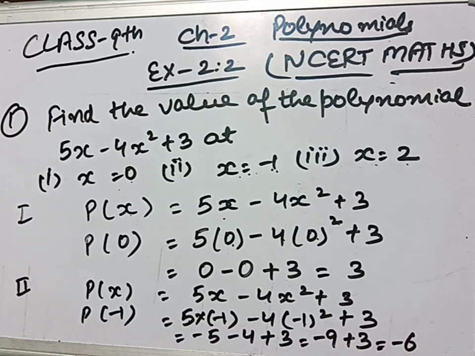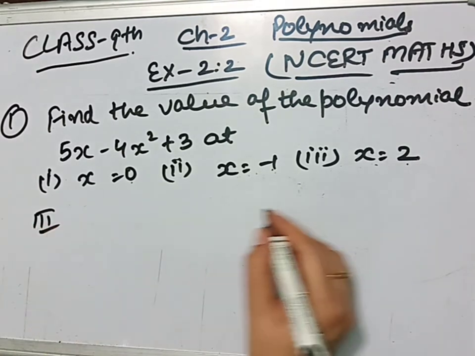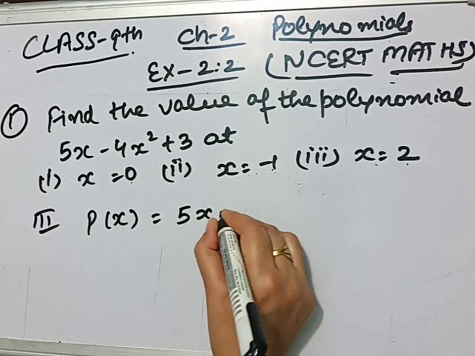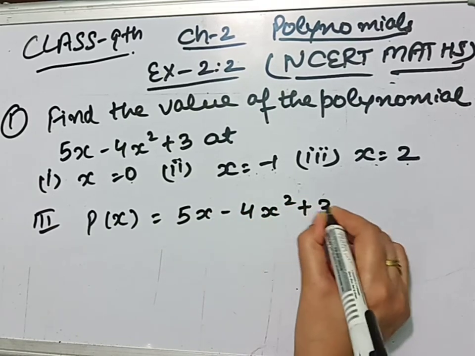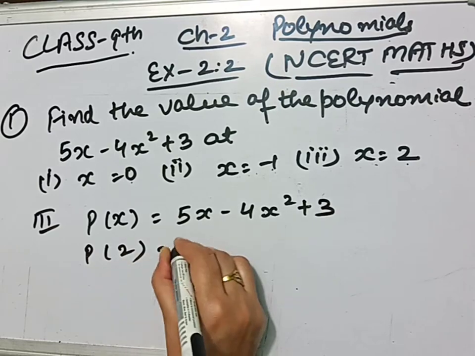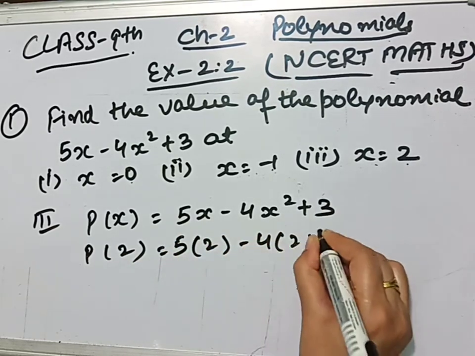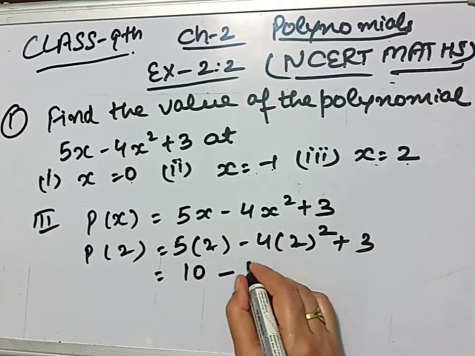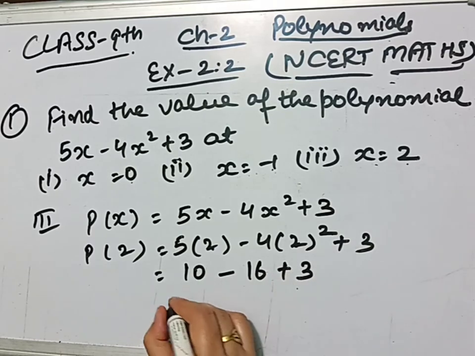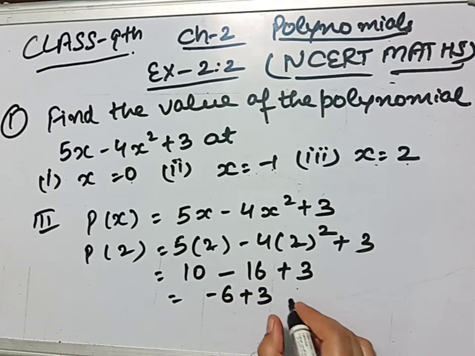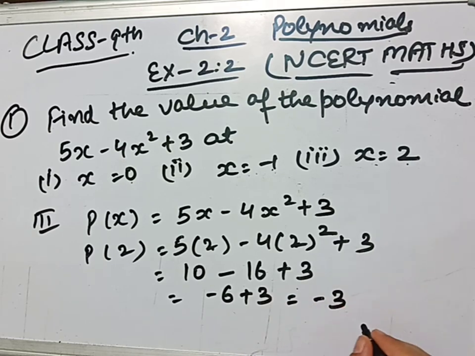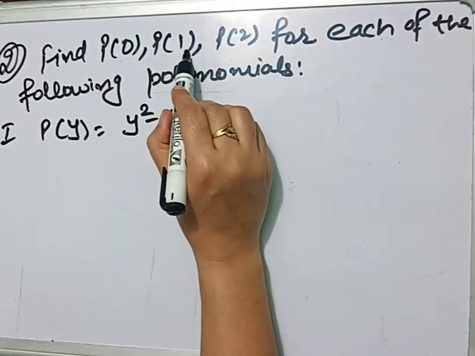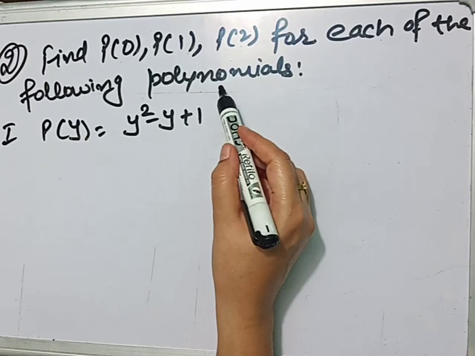Second part is now third. In third part we have to put the value of x is 2. Now polynomial again we are writing 5x minus 4x square plus 3. Now p(2), 5 into 2 minus 4 into 2 square plus 3. 5 into 2, 10. 2 square 4, 4 4s are 16 plus 3. 10 minus 16 is minus 6 plus 3. When we will solve this, we will get the answer minus 3. Question first is completed.